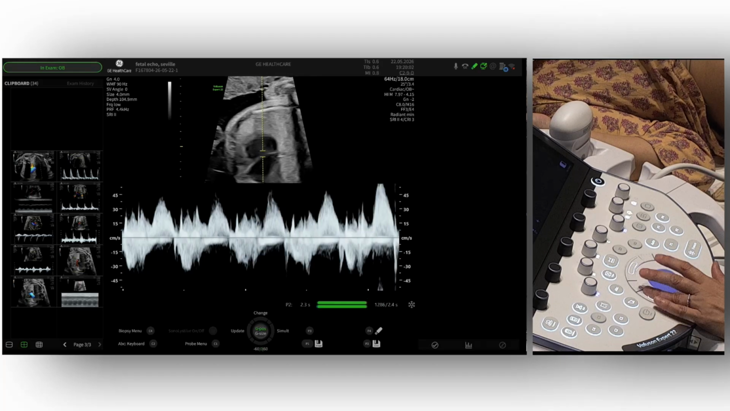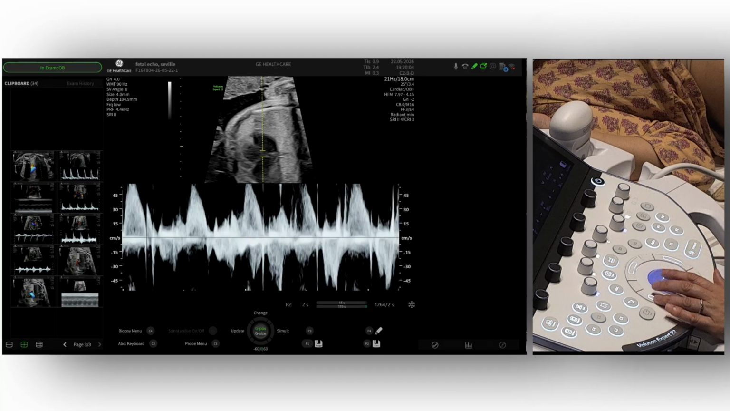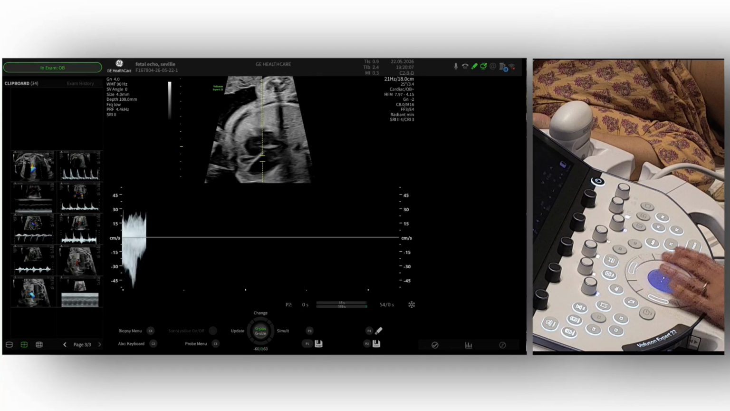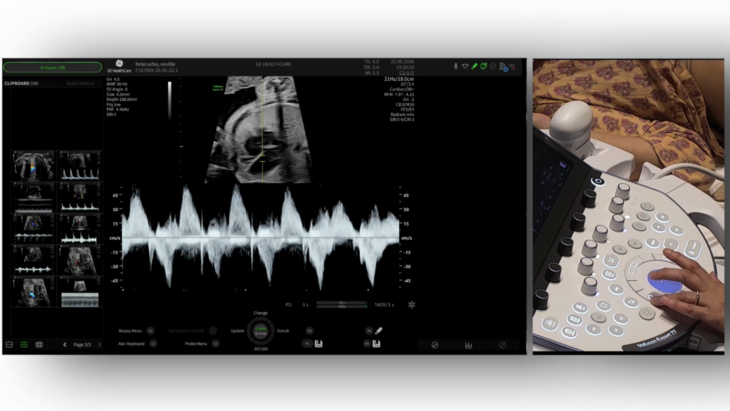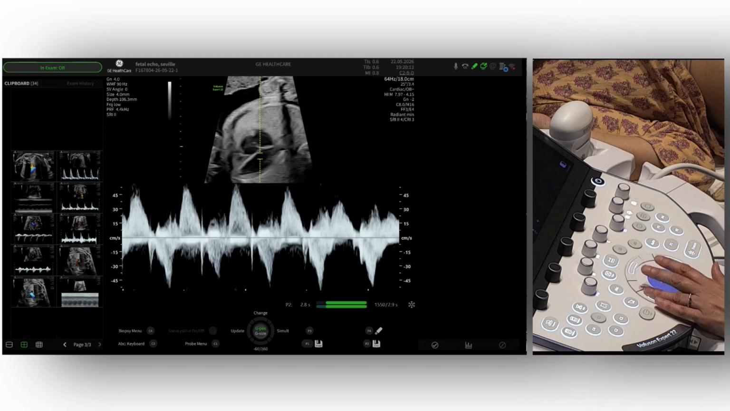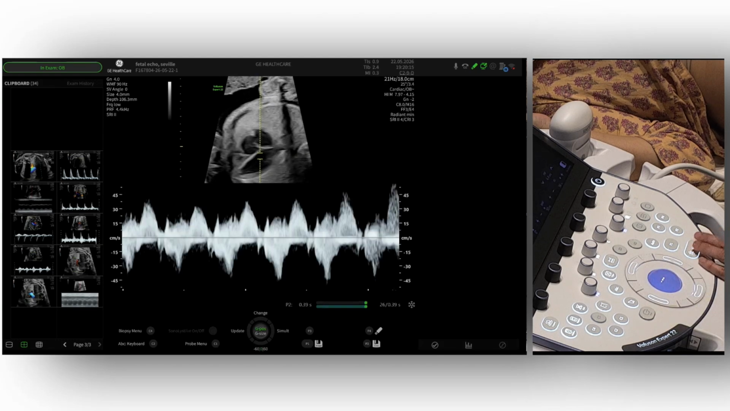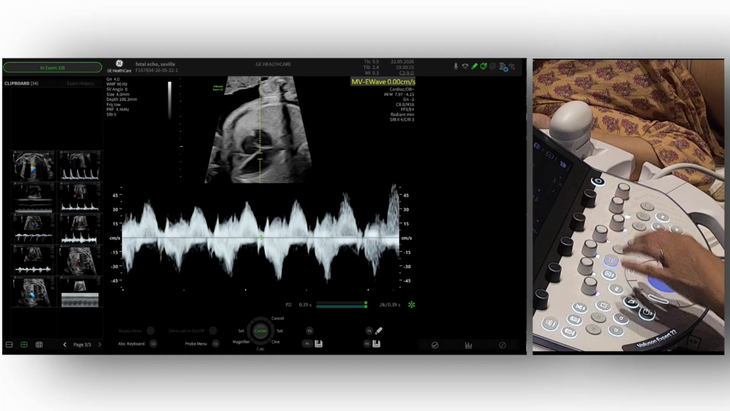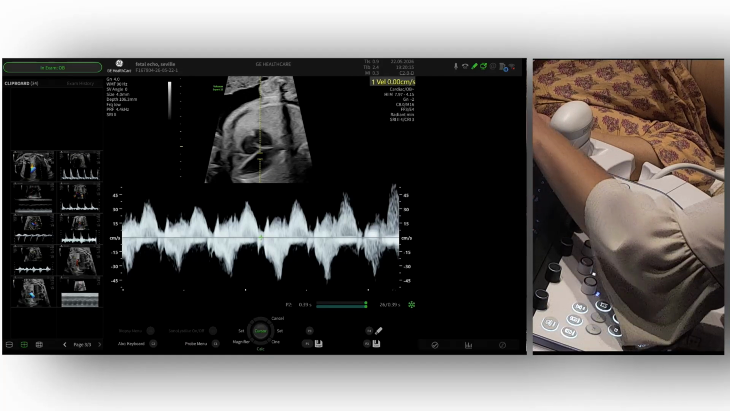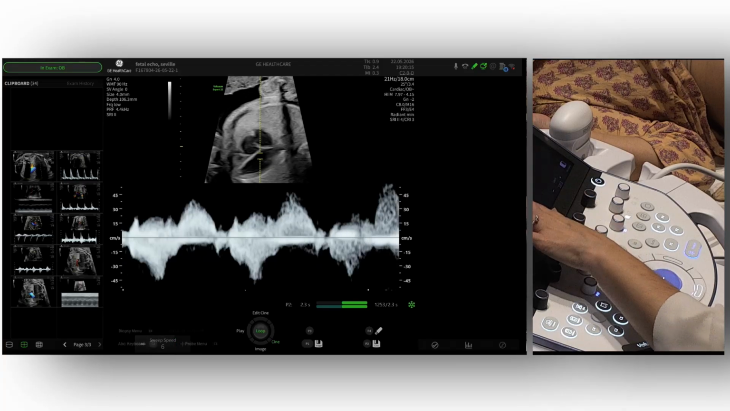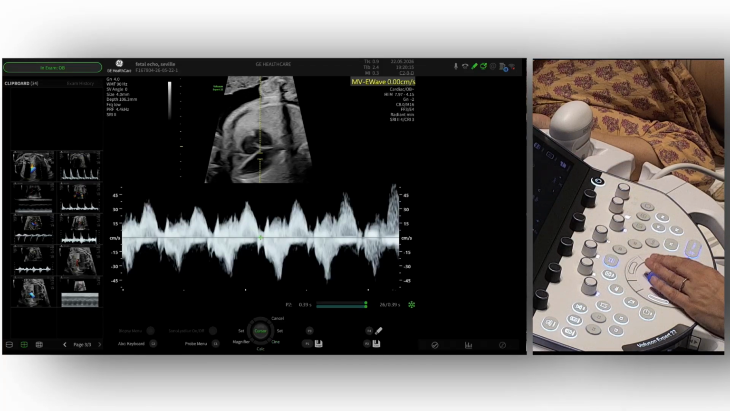Let's see if I can get it here. In this case, the normal value has to be below 15 seconds. That's the normal value that more or less we check for that. So for example, let me close that and adjust the sweep speed. Okay. If I want to measure from the beginning of the A to the beginning of the aorta, here it's 12, but it has to be below 15.